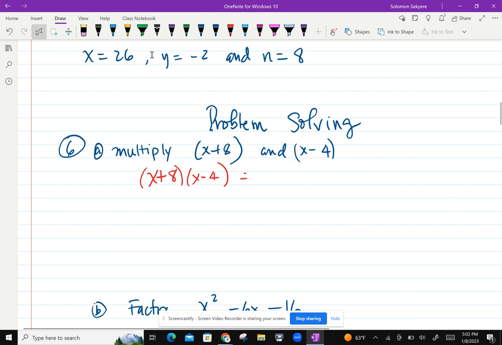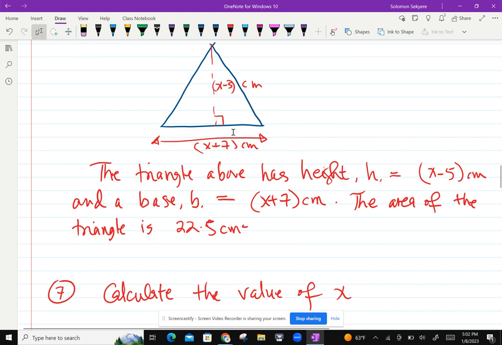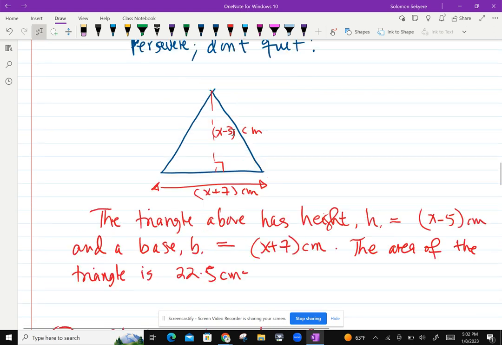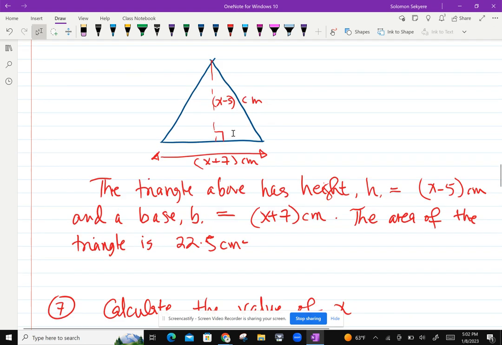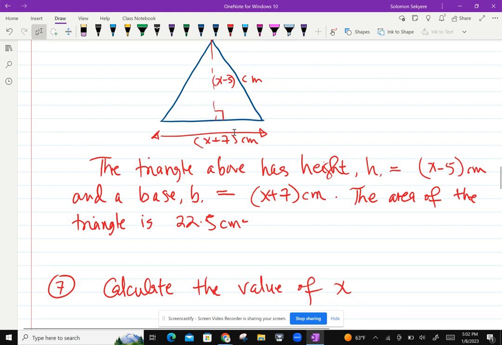All right, so the question of the day yesterday was this question right here. You have a triangle, and the height is x minus 5 centimeters, and the base is x plus 7 centimeters. And the area of the triangle is given as 22.5 centimeters squared. And your task for two questions: calculate the value of x.